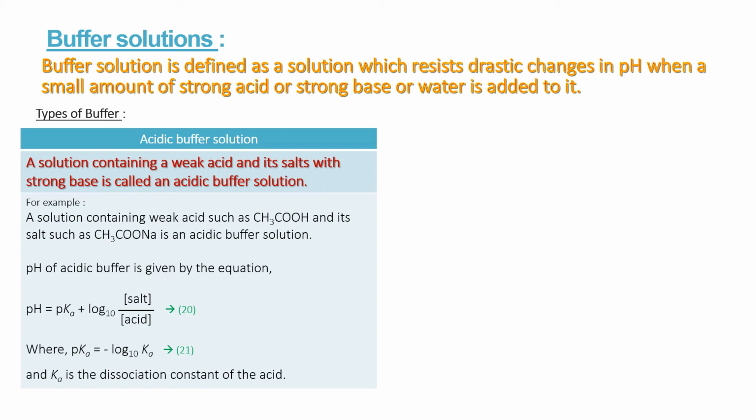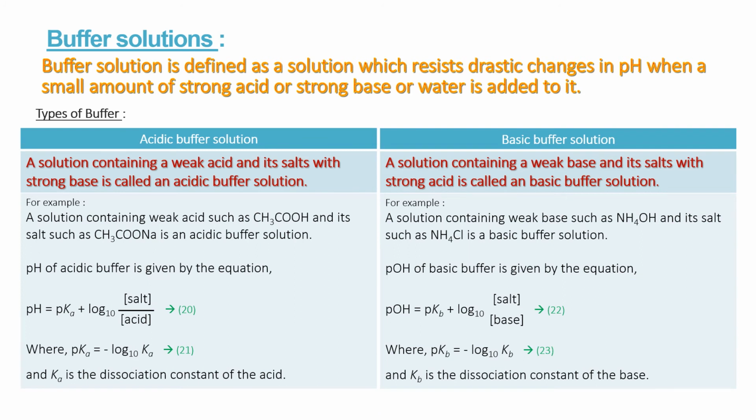Ka is the dissociation constant of an acid. Now the second type is the basic buffer solution. For that we take a weak base and its salt with a strong acid. What is the example? The weak base is NH4OH and the salt is NH4Cl. That is what we take as a basic buffer solution.